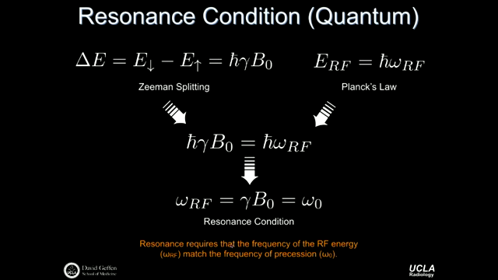And resonance requires that the frequency of the RF energy, omega RF, match the frequency of precession, omega 0. So if your radio frequency pulse is at a different frequency, it's not surprising it's not on resonance and able to excite your spin system. You have to be matched, right? You have to be within basically a couple hundred hertz for a typical scanner to excite the water that's inside that scanner.